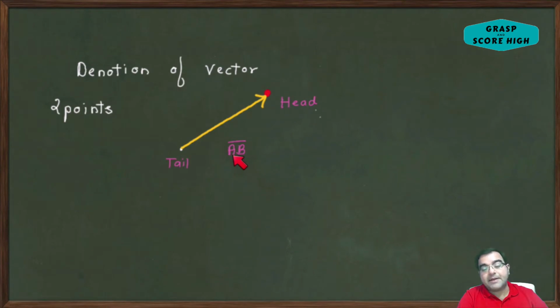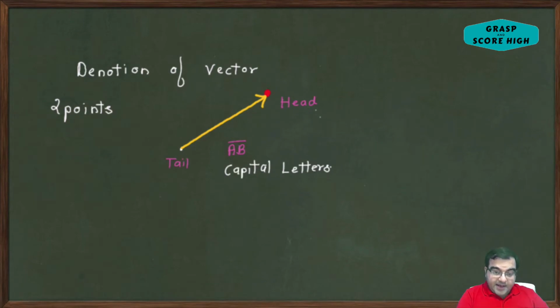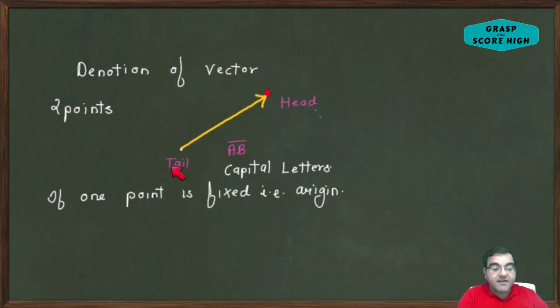So we write capital AB bar. This A is your tail or your starting point. This B is your head or your ending point. Now, if I fix any one point, let's say I fix this tail. Fix means I'm not going to change it. I'm going to keep it fixed.